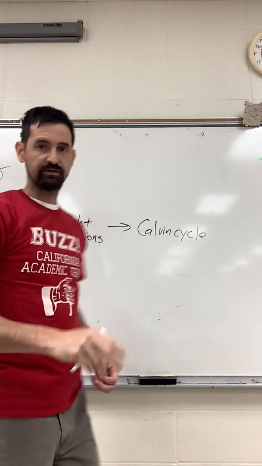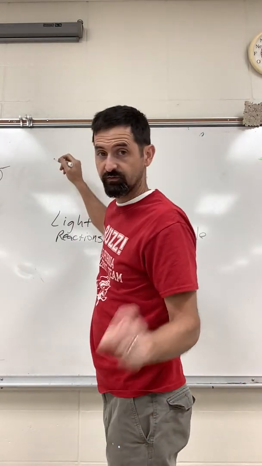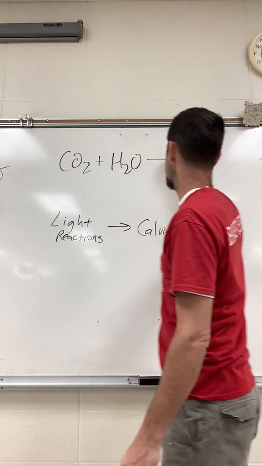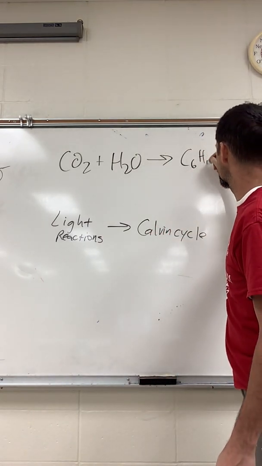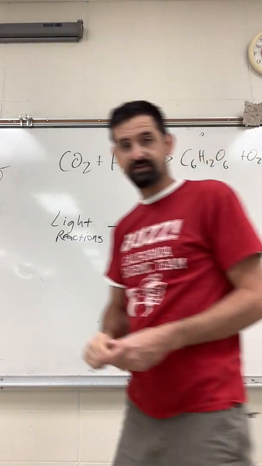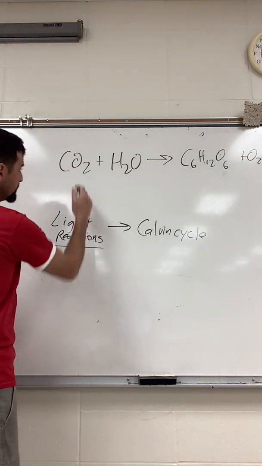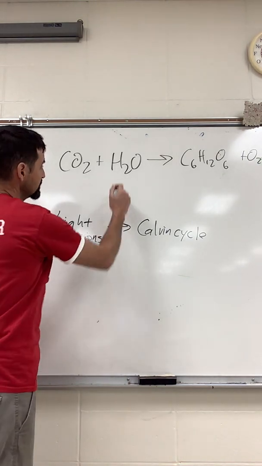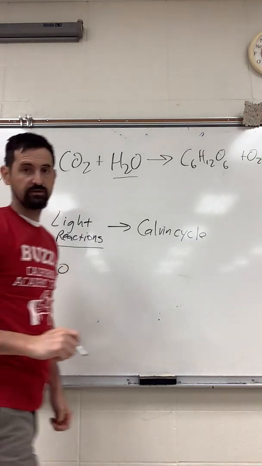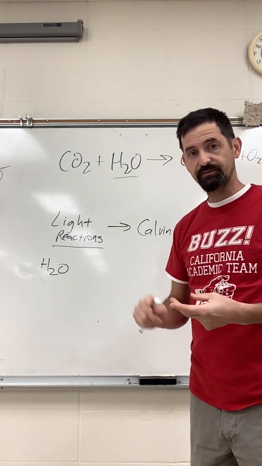Now I want to point out, using the total formula for photosynthesis, what's happening generally in each stage. The formula for photosynthesis is carbon dioxide plus water yields some glucose and some oxygen that's given off. In the light reactions, we do not use any carbon dioxide. We do, however, utilize water. And water is used by the photosystems in light reactions to supply hydrogen and an electron.